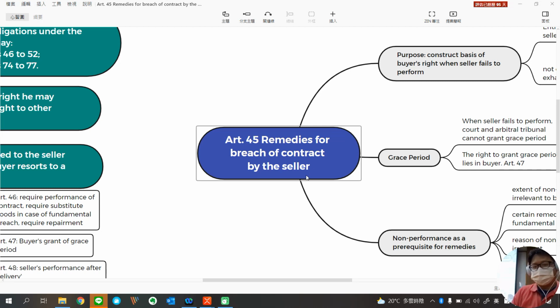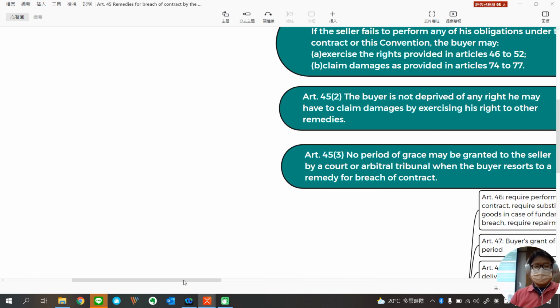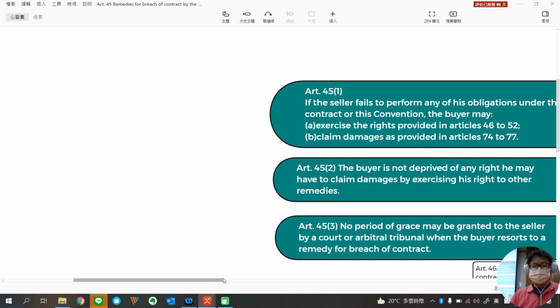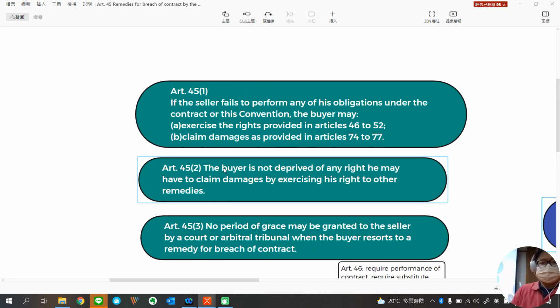Article 45 is the start of the remedies governing the breach of contract by the seller. It's a general article that governs the buyer's right to remedies when the seller fails to perform. Okay, so we can see the articles here in the green column.